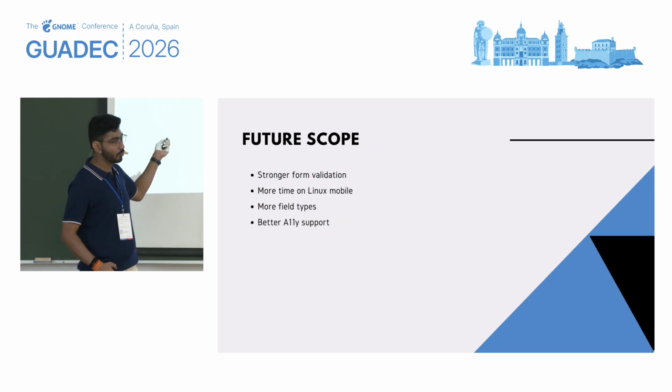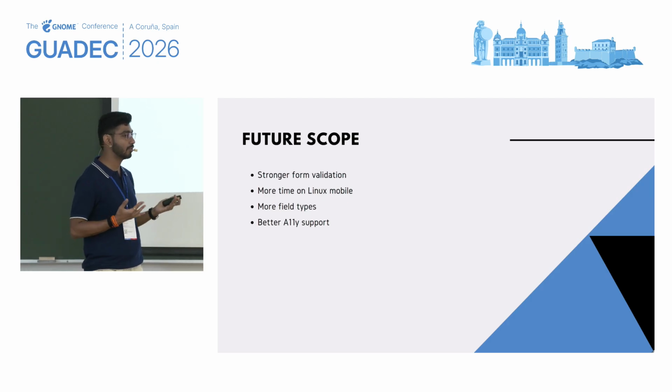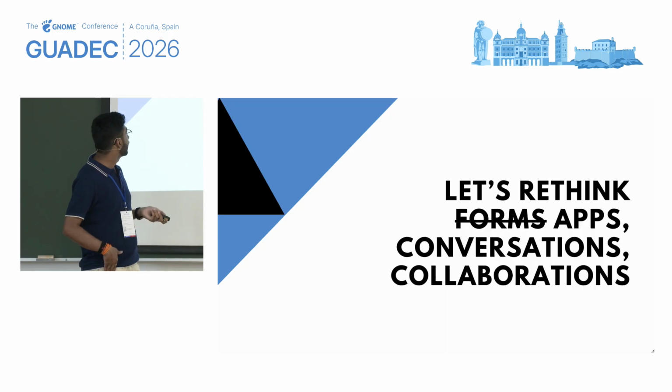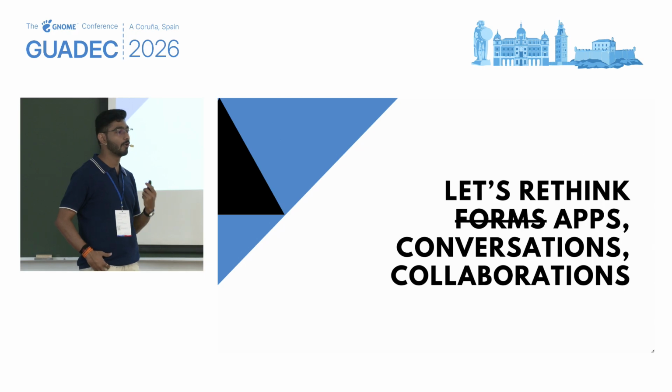These are some of the future scope. I need more accessibility support because I want more people to be able to use it. And let's rethink apps, not just forms, all apps, because everywhere there could be scope for improvement.